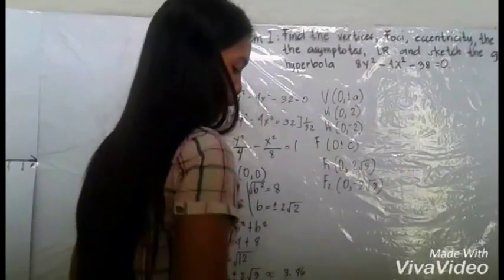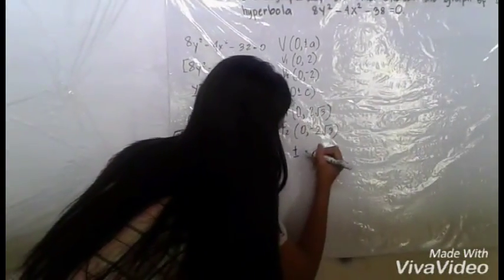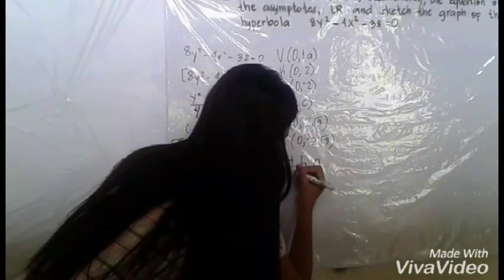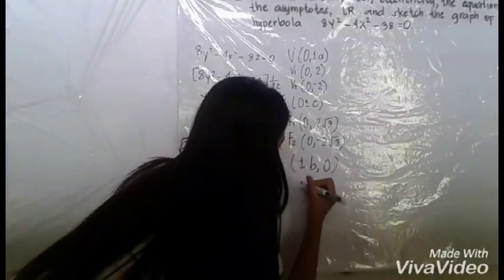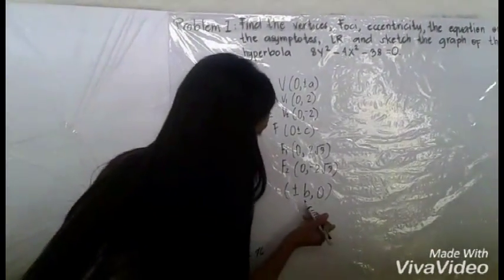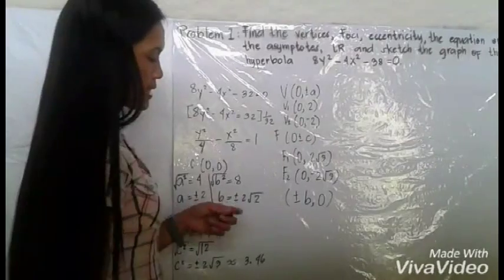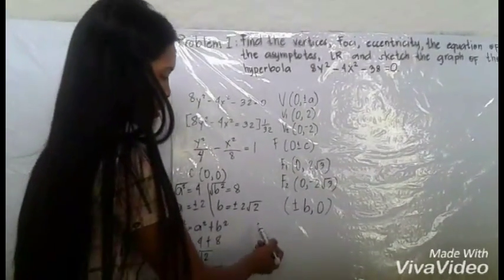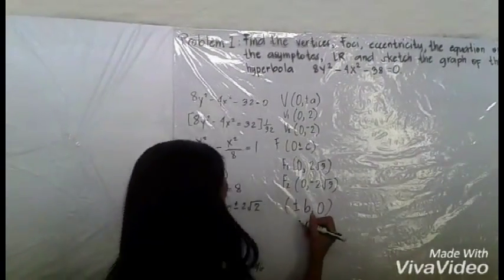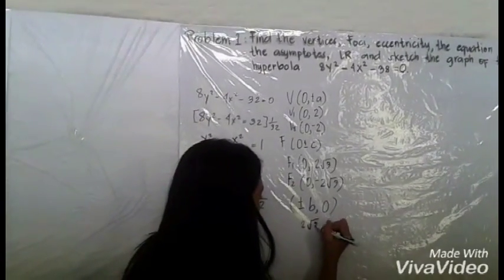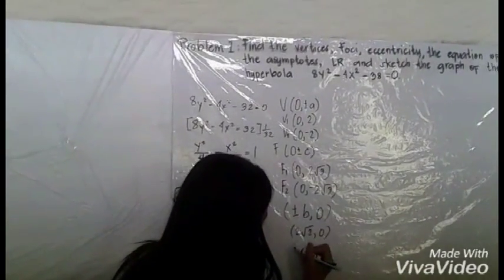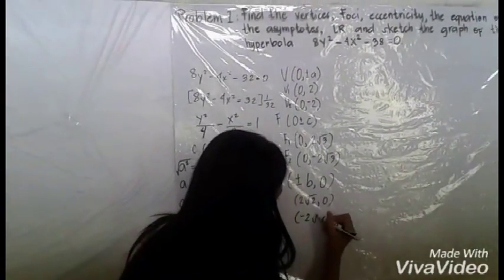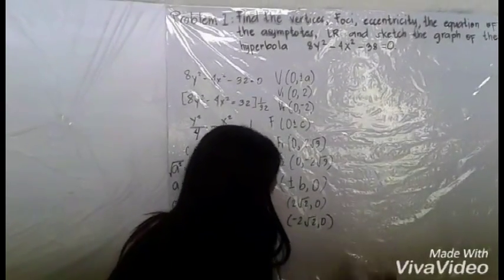And the endpoints of the conjugate axis, we have positive negative b and 0. The value of our b is positive negative 2 square root of 2. So we have positive 2 square root of 2 and 0, and also negative 2 square root of 2 and 0.